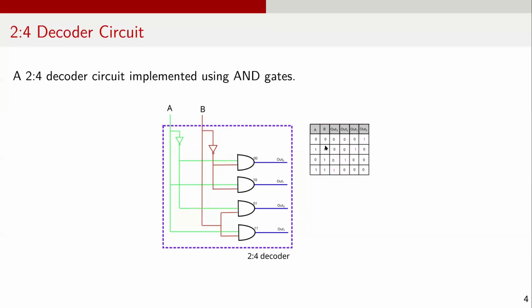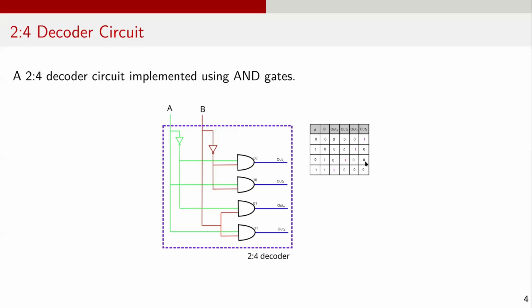As we see here, when the inputs A and B are 0, 0, the output line out 0 is 1 and the rest of the outputs are 0. In a similar fashion, based on the input combination, only one of the output lines goes to logic 1, while others remain at 0.